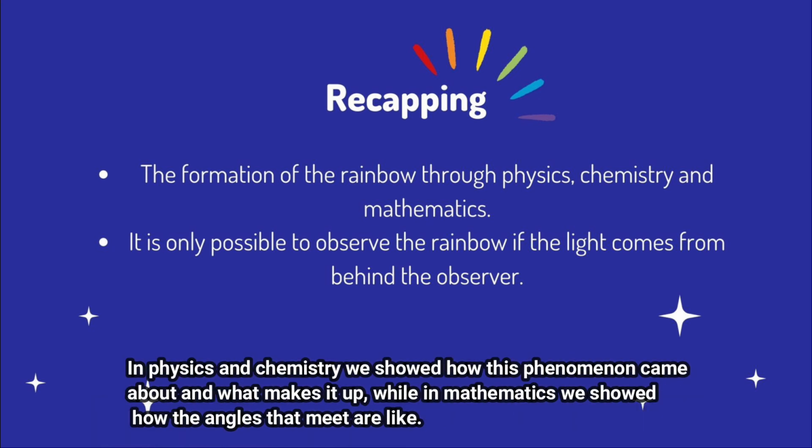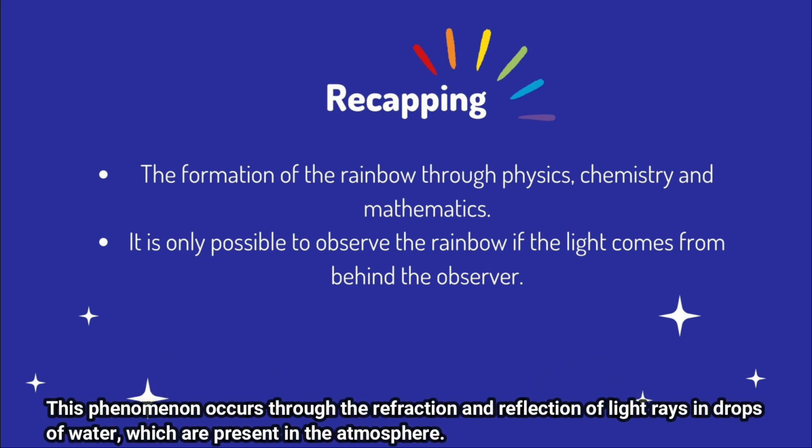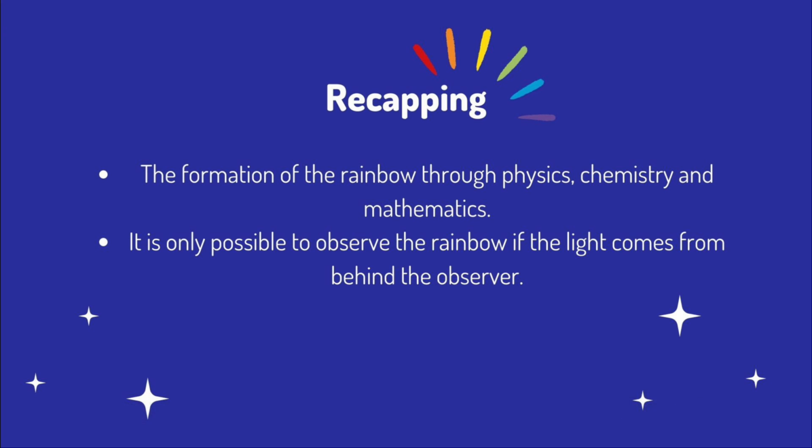In physics and chemistry, we showed how this phenomenon came about and what makes it up, while in mathematics, we showed how the angles that meet are alike. This phenomenon occurs through the refraction and reflection of light rays in drops of water, which are present in the atmosphere.